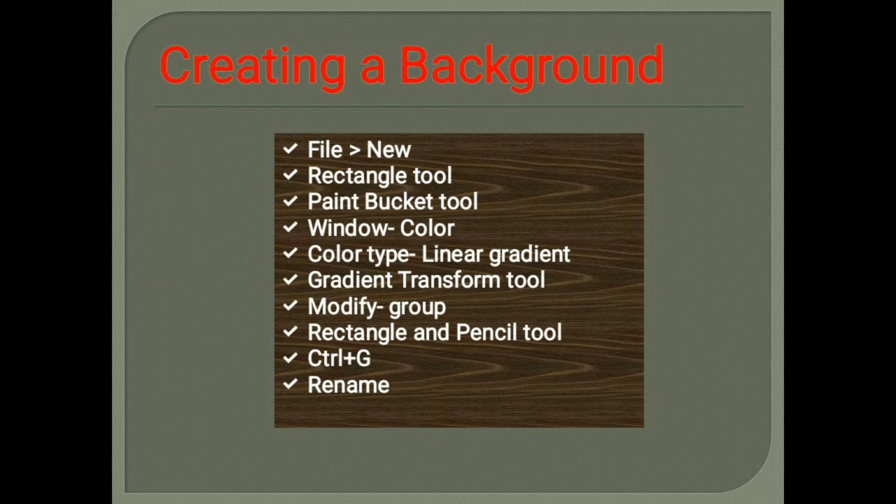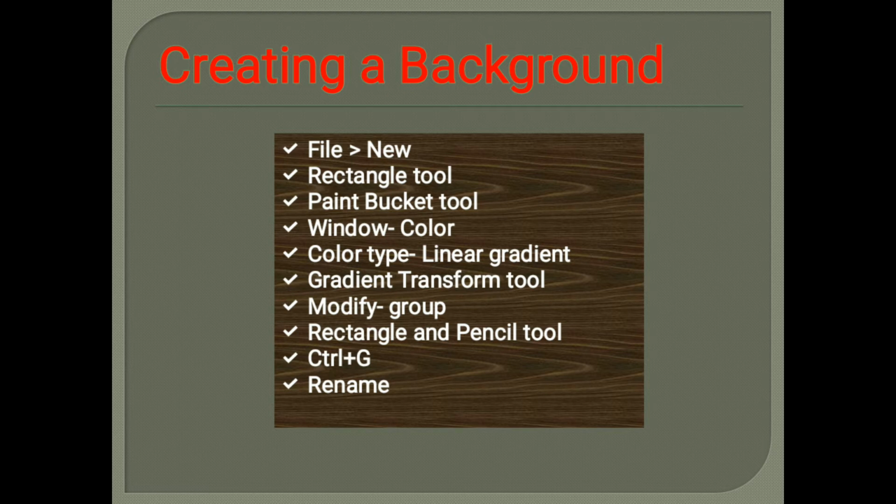Step 6, double click on the pointers below the gradient definition bar and adjust the gradient by sliding the pointers. Use the gradient transform tool from the tools panel to color the sky. Step 7, select the sky and choose Modify, then Group option to group the sky. Step 8, select the rectangle and pencil tool and draw the grass. Fill green color using the paint bucket tool. Step 9, group the grass using the shortcut key Ctrl plus G.